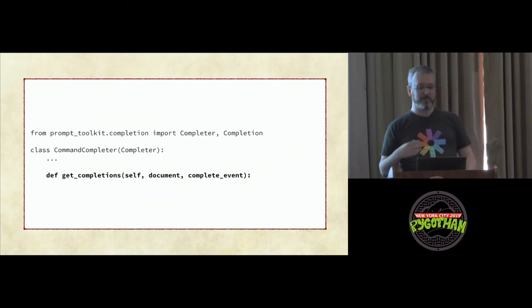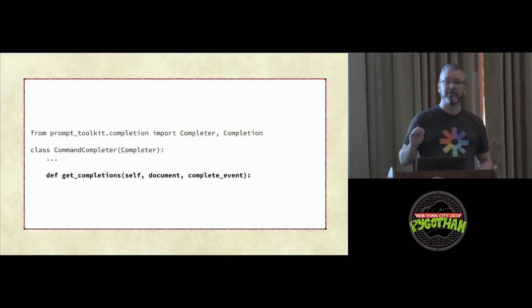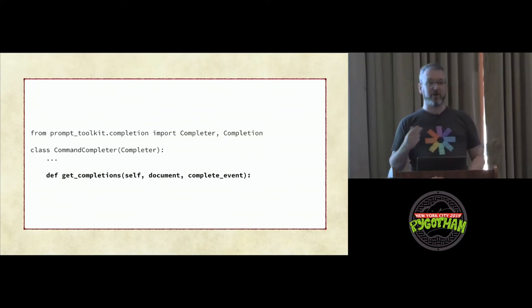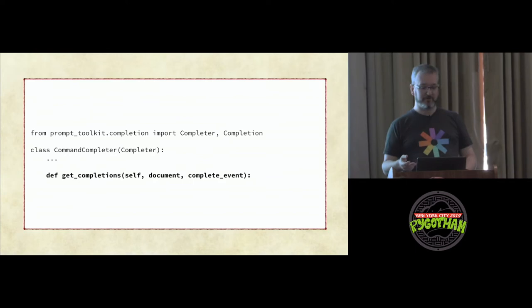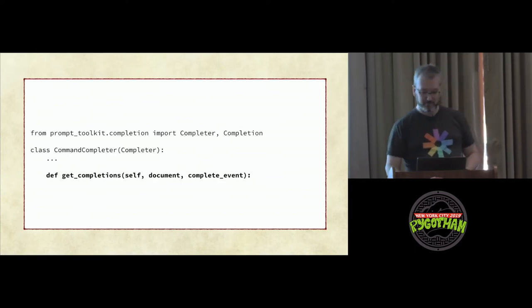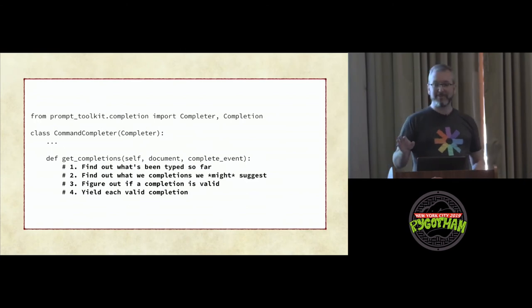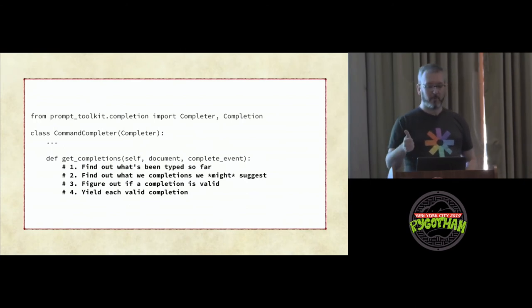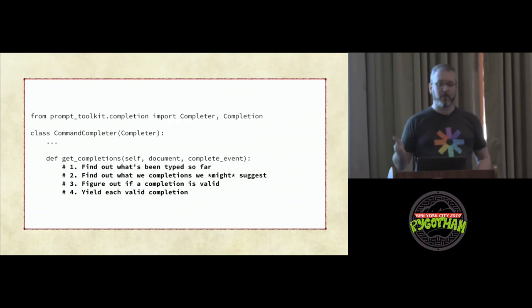Now, the most important part of being a completer is providing a getCompletions method. This needs to be a generator that yields completion objects. This can get a little gnarly, so we gotta buckle up, and we might have to make some intelligence saves along the way. So this method is basically going to do a few things. It's going to figure out what's been typed so far, find out what completions we might suggest, figure out if a completion is valid, and yield out each valid completion.